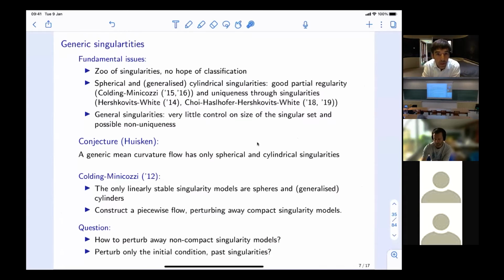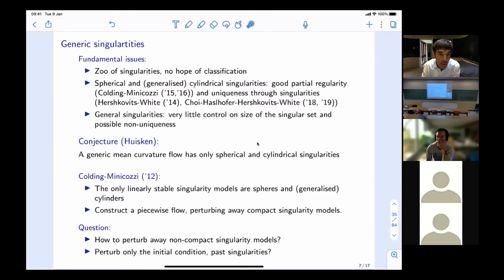So you have a first singularity, you wiggle a little bit, you avoid it, but now your flow has had singularities. There could be another singularity forming, but that could be a non-generic one. Now I want to go back to the initial data, wiggle the initial data a little bit more, and make sure that although I already have one singularity, the second one after that is also avoided.